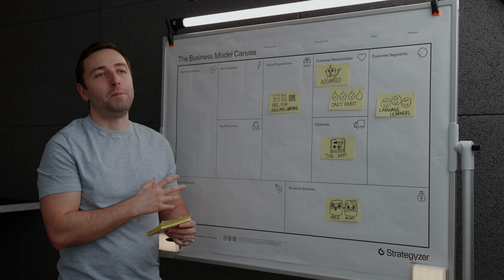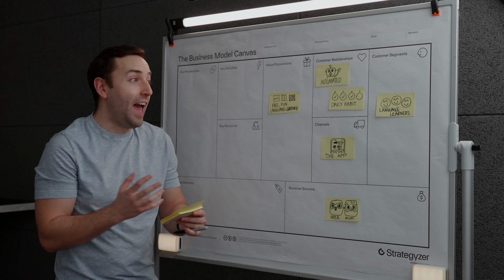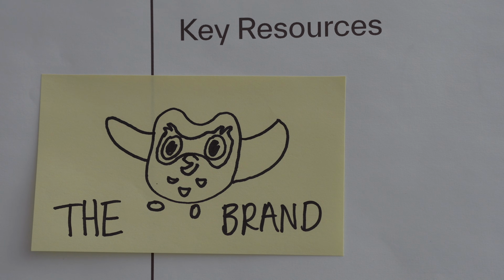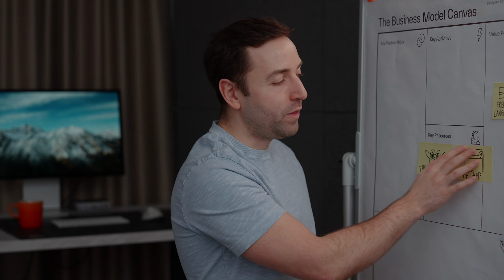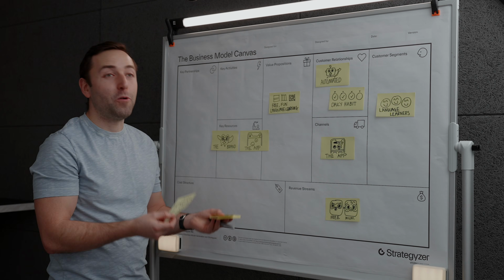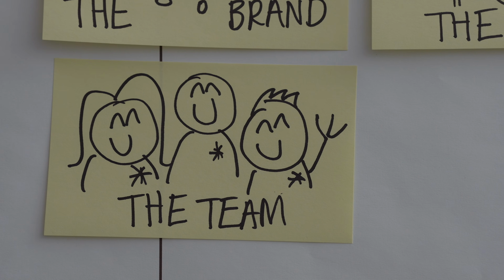Something that really stands out to me is Duolingo's brand. Everybody knows it. My parents even use it and they hardly use any apps. So the brand is really, really powerful for them. An easy one is the app itself. Without it, this business wouldn't work. Of course, you can't have an app without the engineering and product teams, so they're really, really important too.